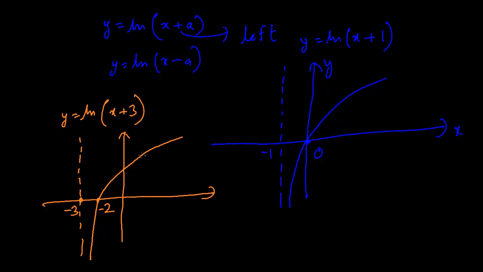Now notice here, this time it is cutting the y-axis at a particular point. In order to find that, we put x equals 0 at the y-axis. So y equals ln of 0 plus 3, which is ln 3. So this point is going to be ln 3. It is going to cut the y-axis at the point ln 3.